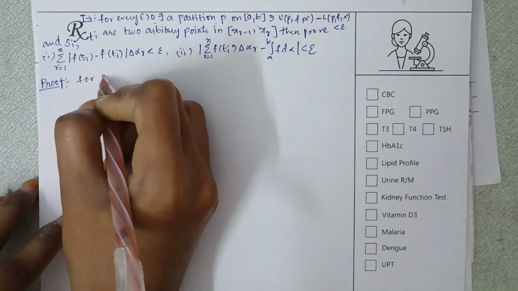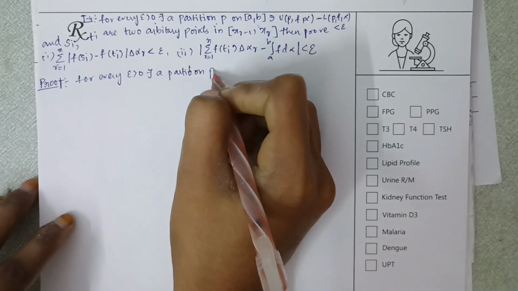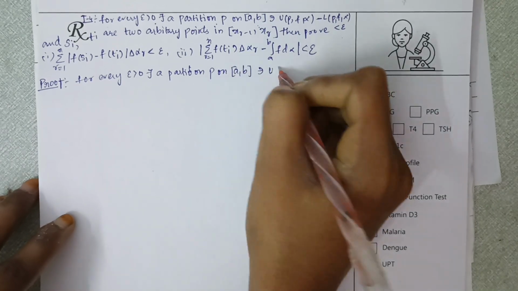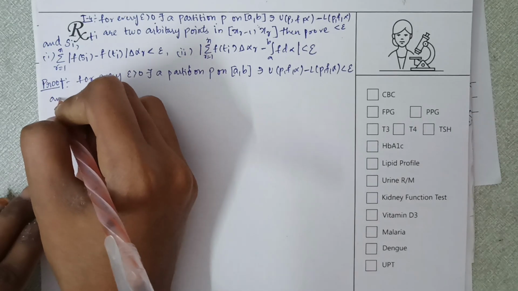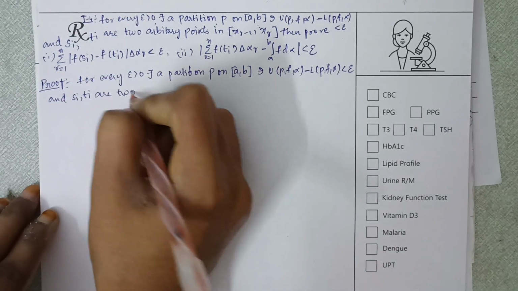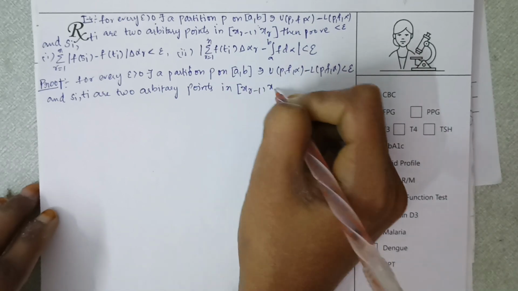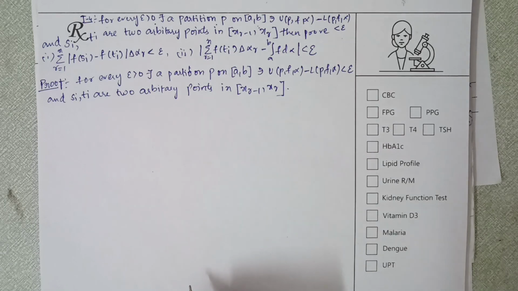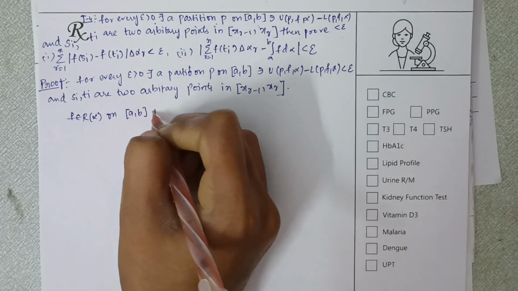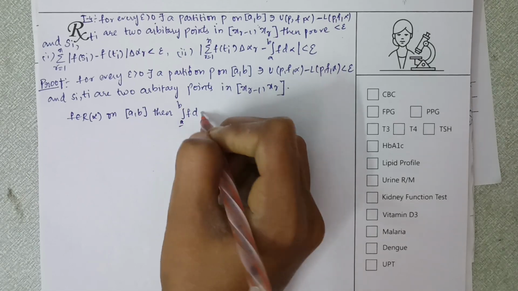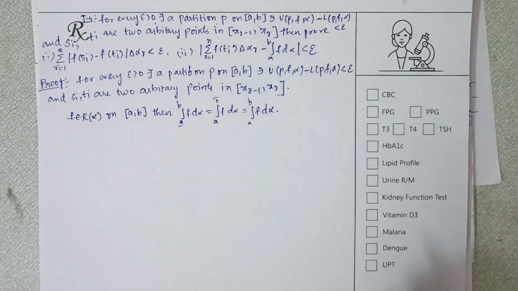Same, repeat that one. For every epsilon greater than 0 there exists a partition P on closed interval [a, b] such that U(P, f, alpha) minus L(P, f, alpha) is less than epsilon, and Si, Ti are two arbitrary points in closed interval [x_{r-1}, x_r]. And from the previous theorems we know that f belongs to RS integral alpha on closed interval [a, b], then the upper integral of f d alpha is equal to the lower integral of f d alpha, which is equal to integral a to b f d alpha. This is what we know.